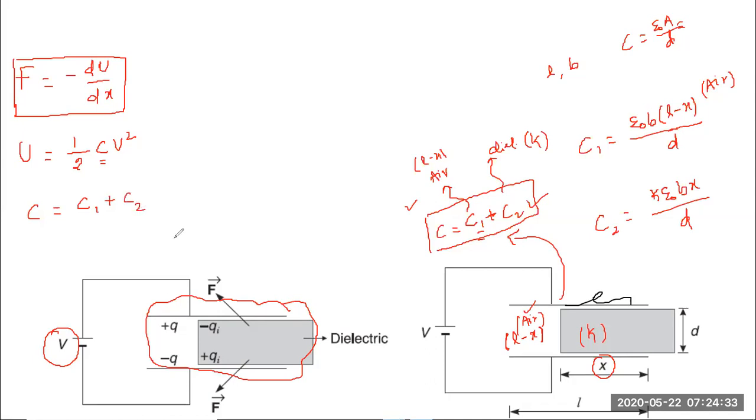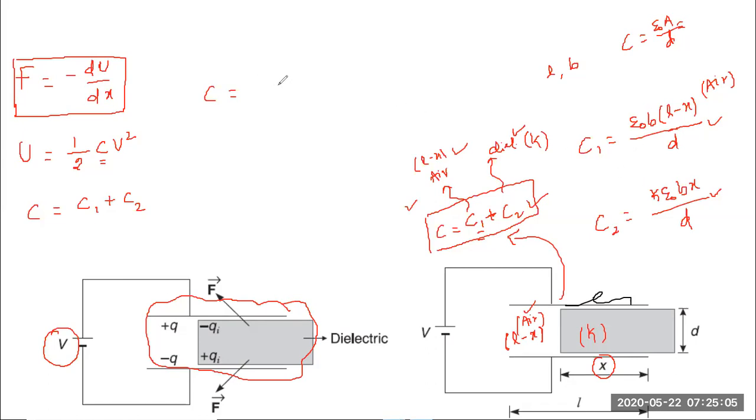Okay, students. We have treated this combination, the complete system, as the combination of two capacitors, one with air, other with dielectric. For air capacitance, we can write C1 in this way. For dielectric capacitance, we can write C2 like this. Now add the two. C is equal to C1 plus C2.